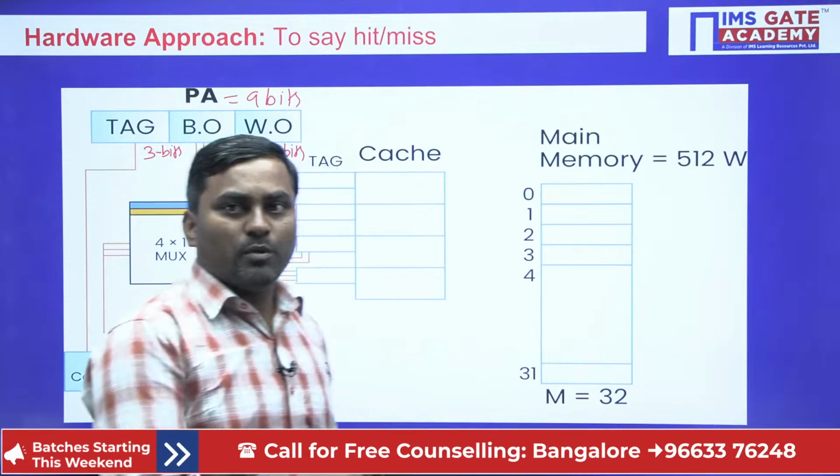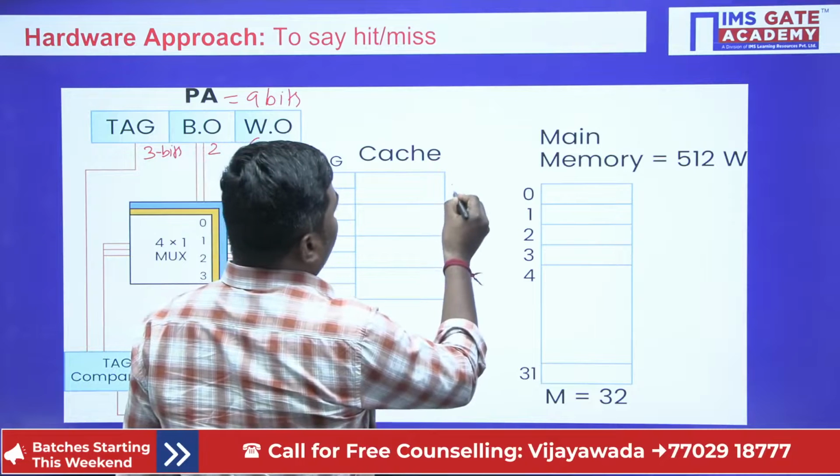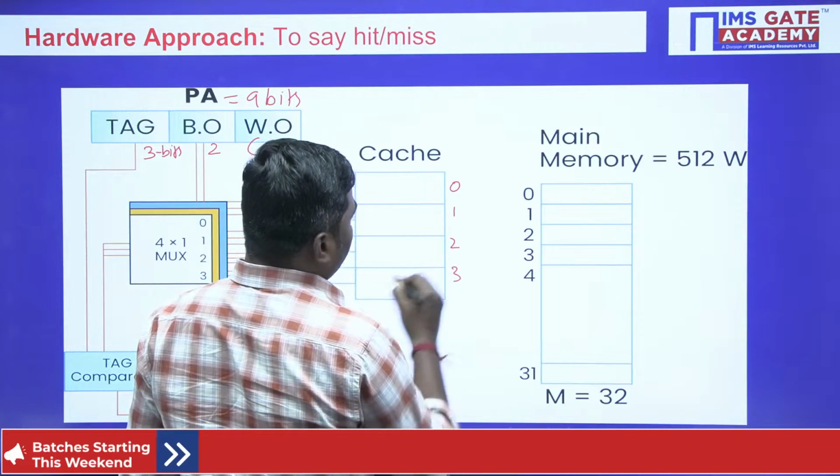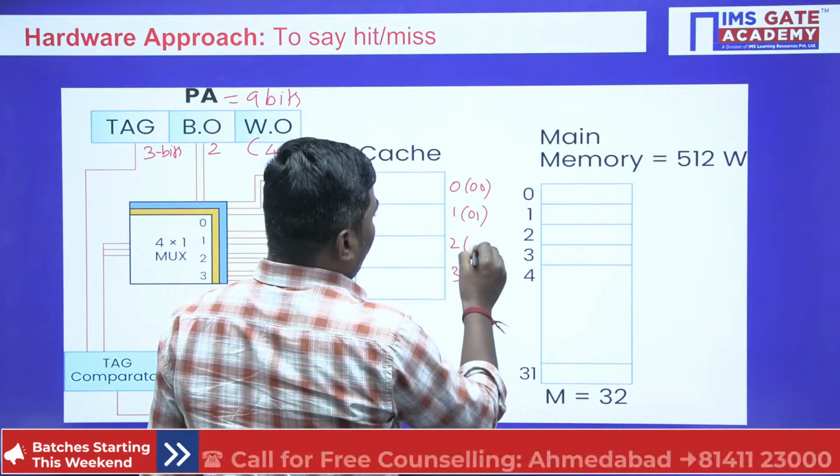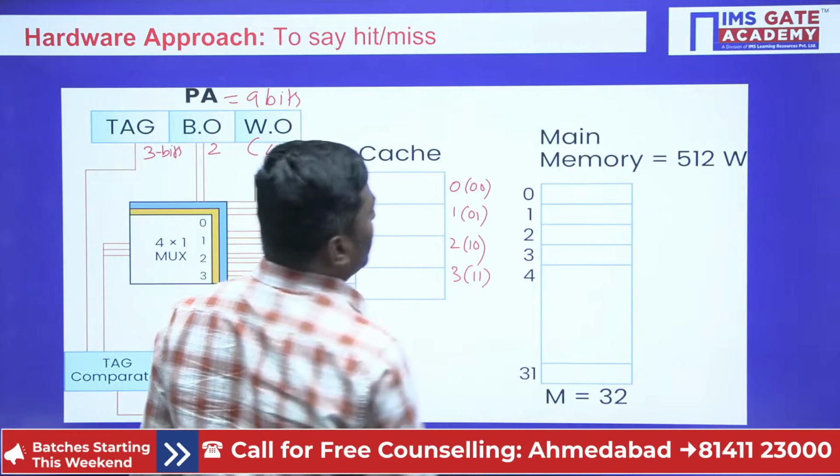Now look at the cache memory. How many blocks does the cache memory have? 0, 1, 2, 3, right? So the binary addresses, if you write them, are 0 0, 0 1, 1 0 and 1 1. Getting all of you.